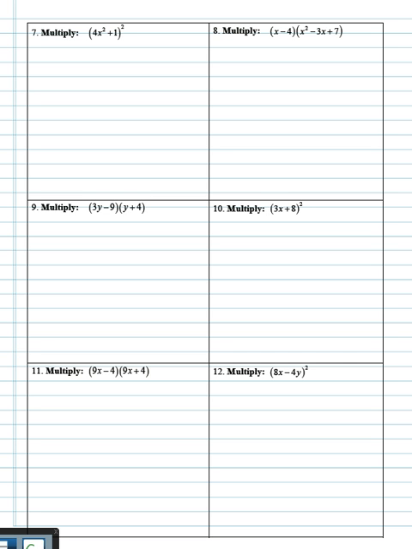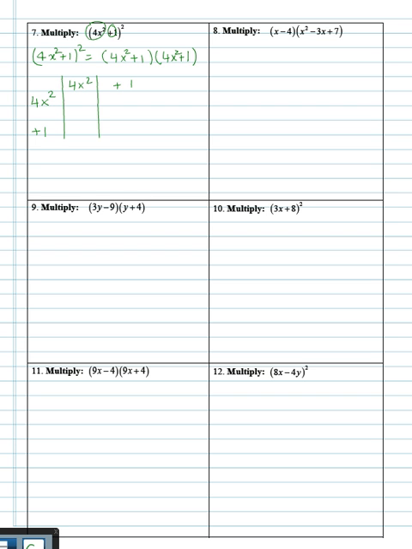Problem 7, 4x squared plus 1. Most of the students make a mistake by squaring the first term and then the last term. That's not what it is. 4x squared plus 1 whole squared simply means 4x squared plus 1 times 4x squared plus 1. And again, I'm going to do the box way. 4x squared plus 1 on the top here, and I'm going to have 4x squared plus 1 here.